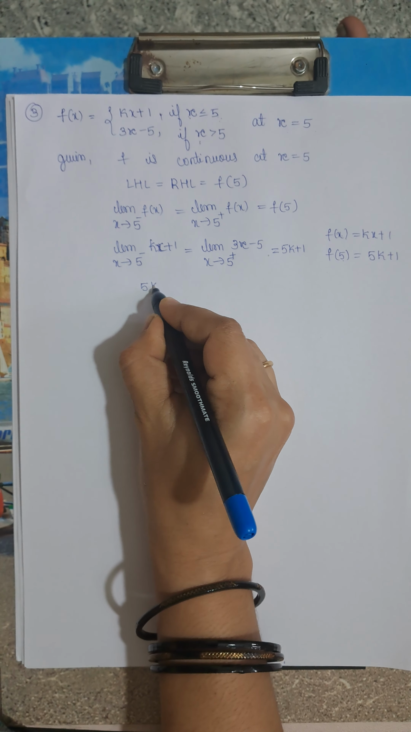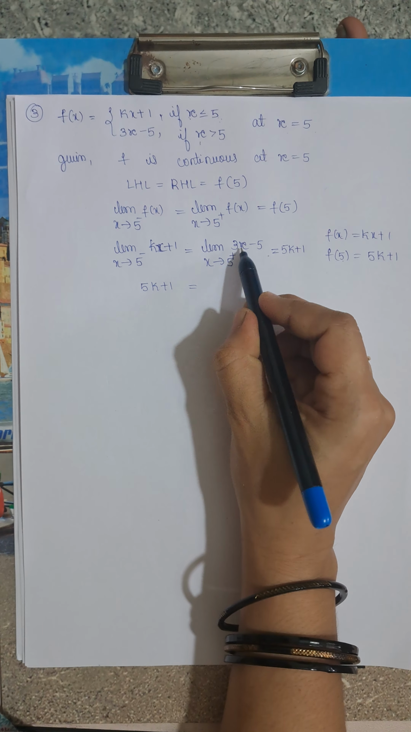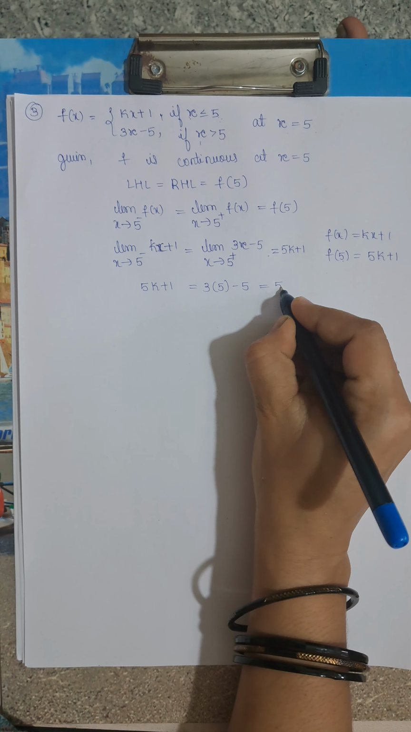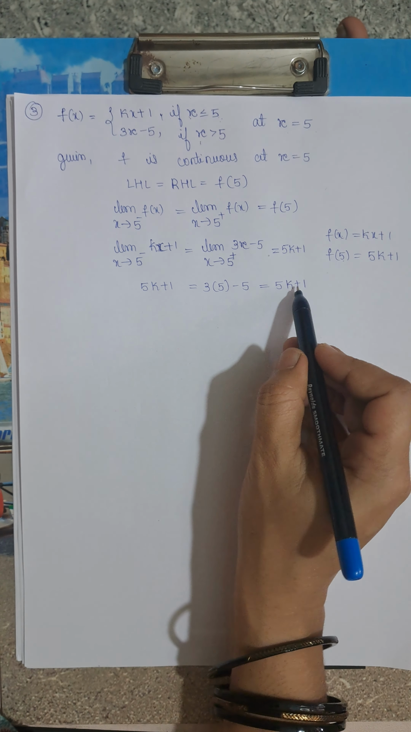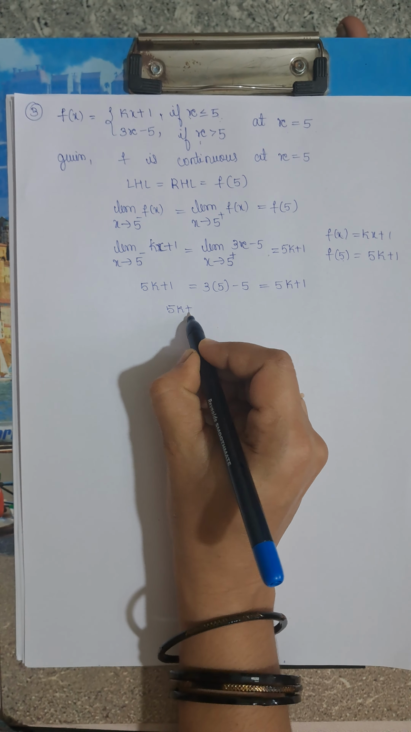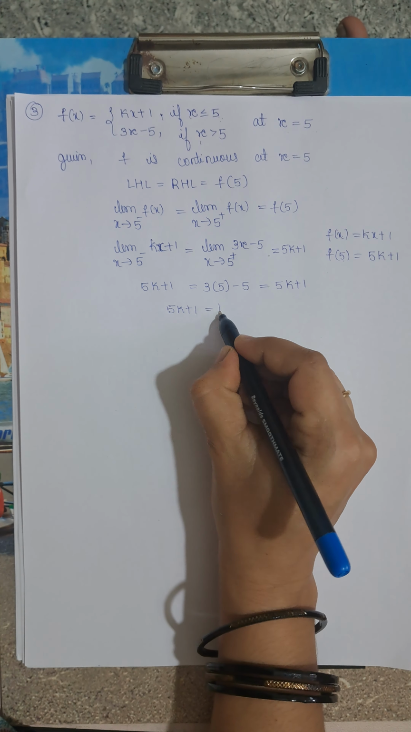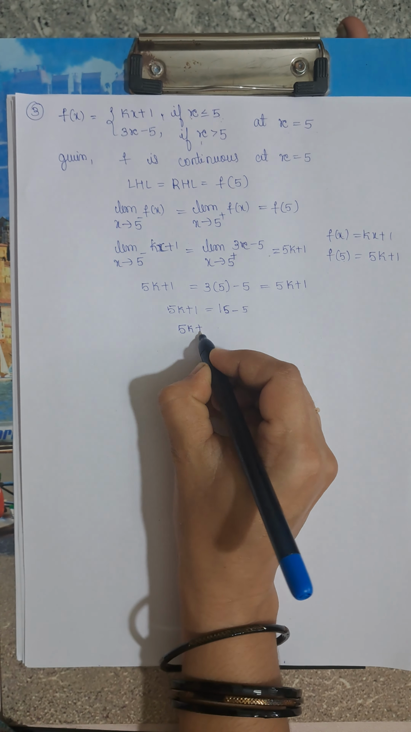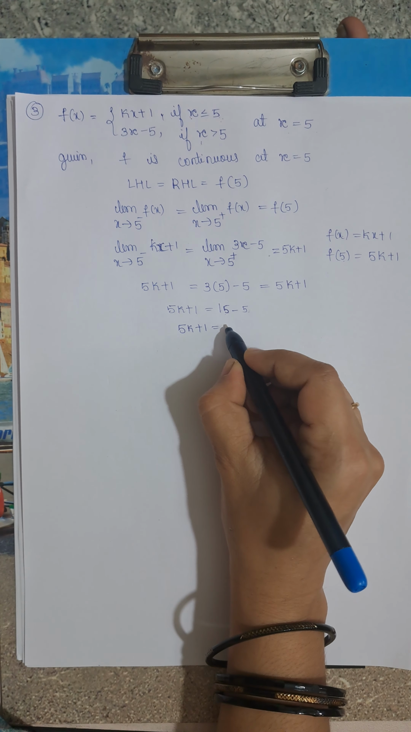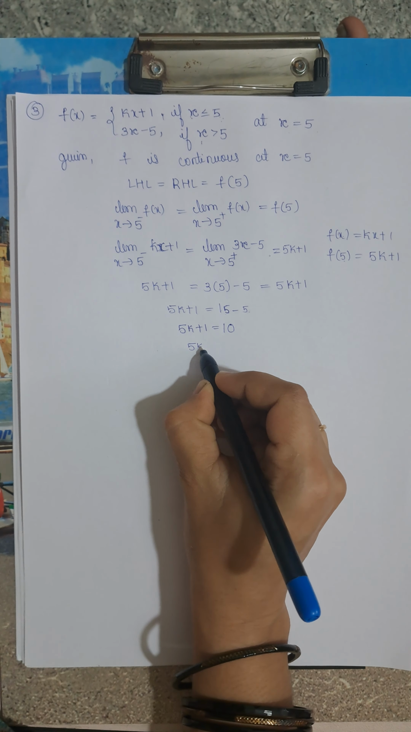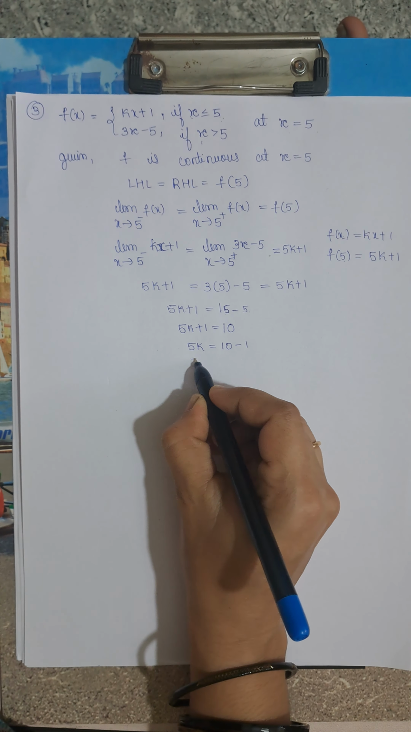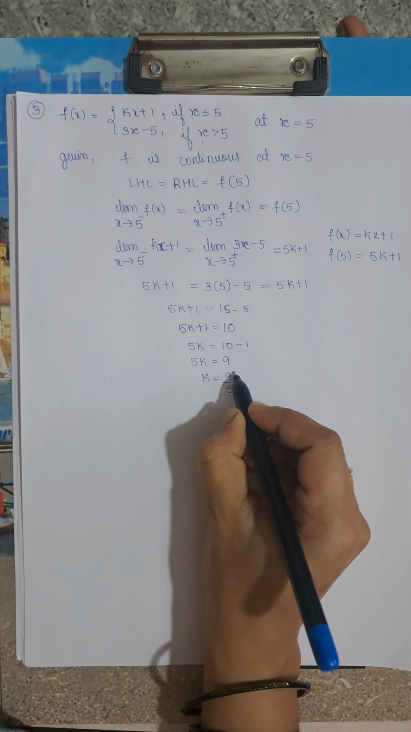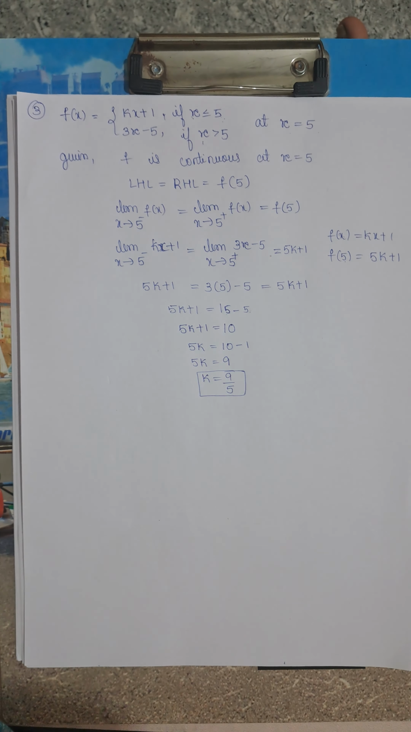So 5k plus 1 is equal to, if I substitute 5 here, 3 into 5 minus 5, that is equal to 5k plus 1. So since both are the same values, we can write 5k plus 1 is equal to 3 fives are 15 minus 5. So 5k plus 1 is equal to 15 minus 5 is 10. So 5k is equal to 10 minus 1, that is 9. We need the k value, that is equal to 9 by 5. We have got the required solution.